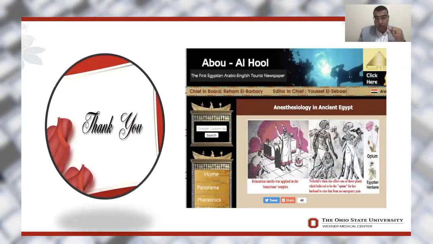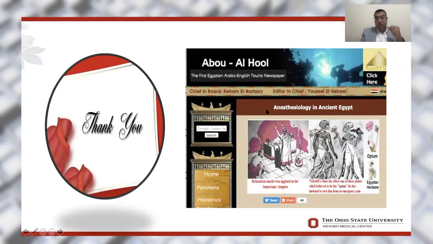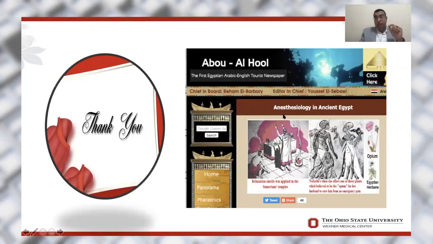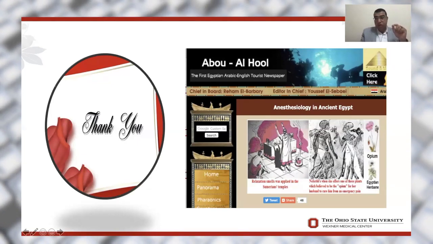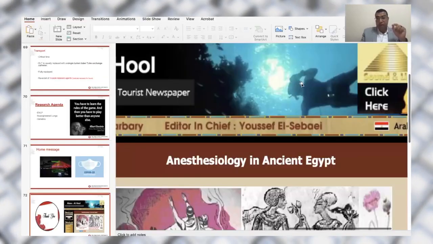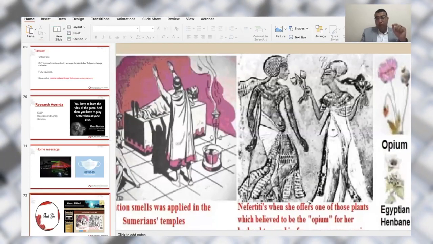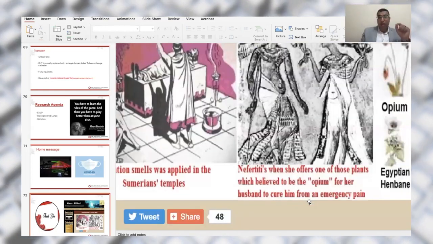Finally, this is the last slide. This is a very nice one about anesthesia in ancient Egypt. Here you can see Nefertiti, one of our most beautiful queens, giving her husband a plant. They said it's about opium to cure him from an emergency pain. I hope Dr. Dominique is still here and said that.